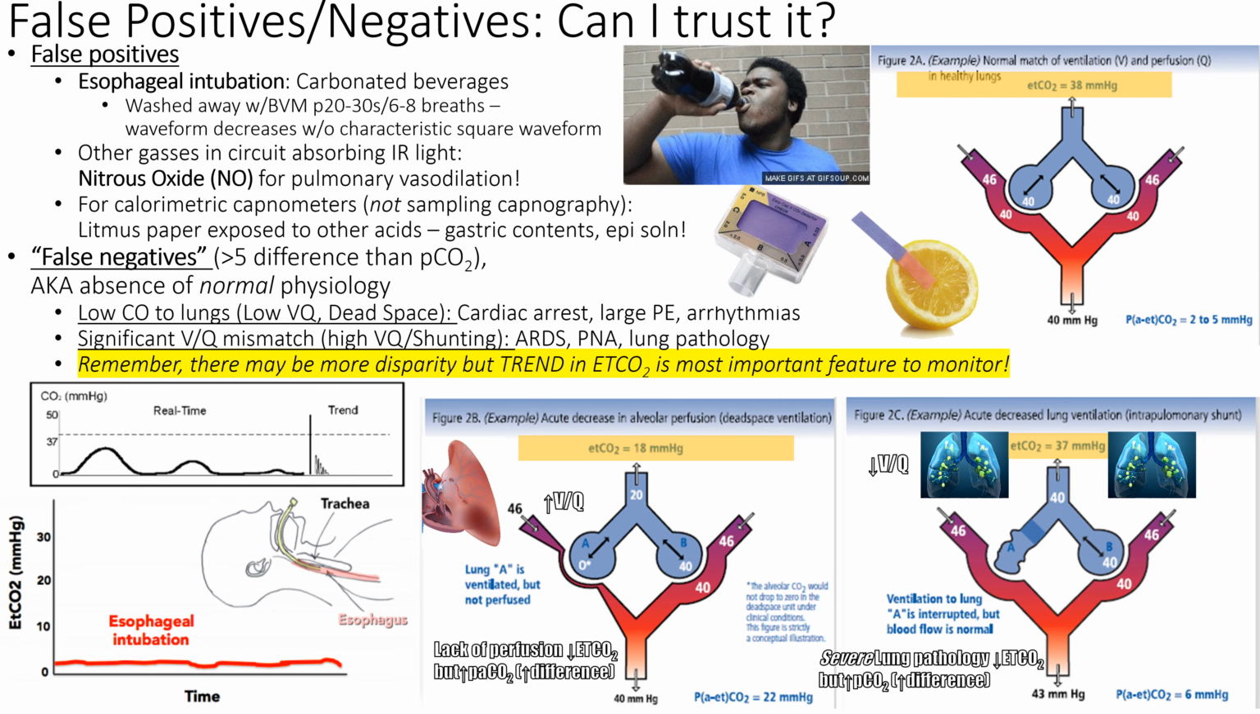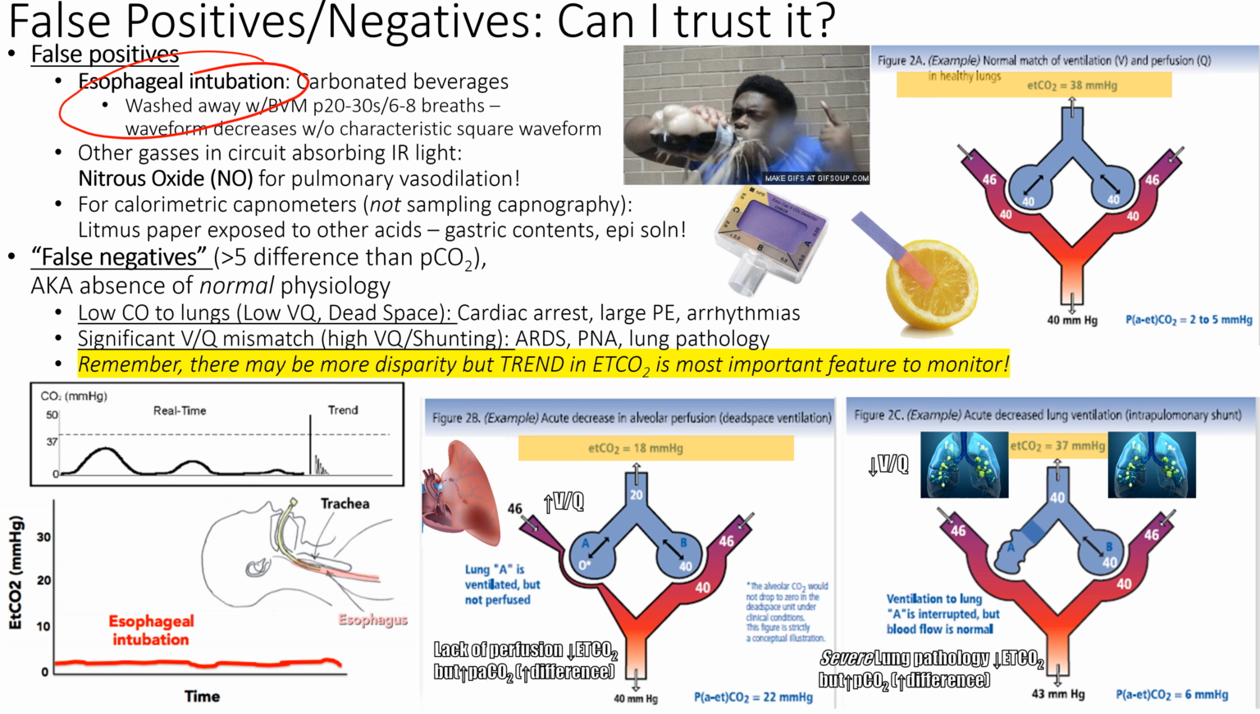Okay, so can I trust it if there are some false positives and false negatives? Yes, you can. You just have to think about a few times where you might get false positives and false negatives. So esophageal intubations. Sometimes when you do an esophageal intubation, you'll get a CO2 reading, right?